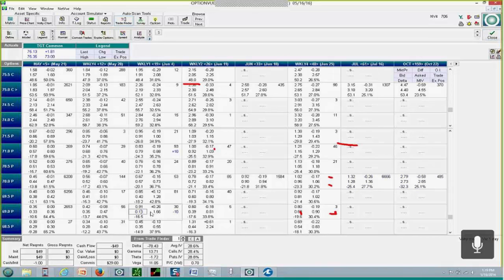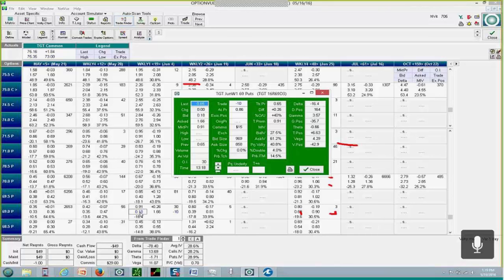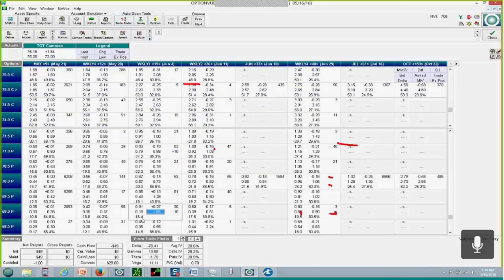Yeah, the spread here, this is the problem. The spread that the computer's looking at is 18 cents by $1.66. So that spread is not giving you a real accurate picture. Here you got 79 by 88. This is 18 cents by $1.66. 69 by 71.